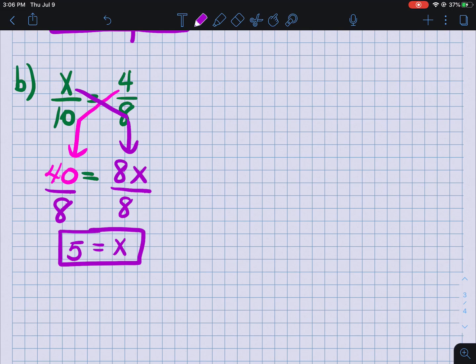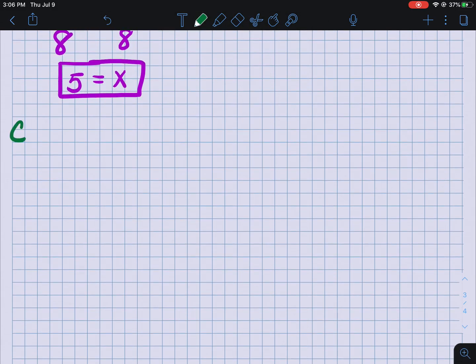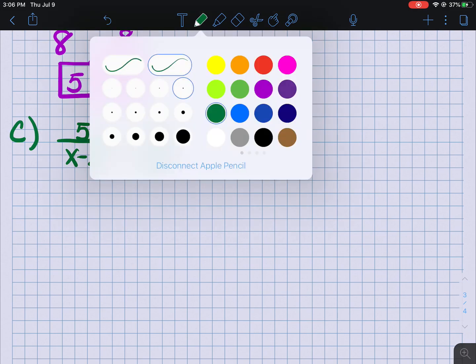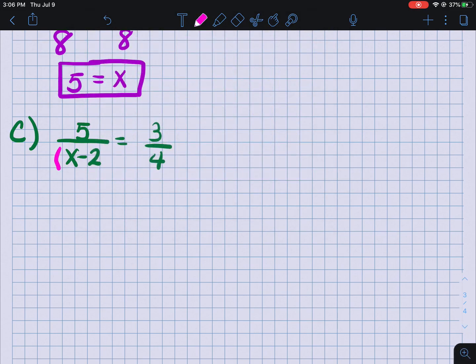Okay? Now the last one, I'm going to add a little extra piece to it, part C. I still want you to try it. 5 over x minus 2 equals 3/4. I'm telling you these are true. I'm going to give you a hint. Before you cross product, put parentheses around this. That's the whole bottom. Now pause it, cross product, and use your rules of solving multi-step equations and see if you can get the answer to this.